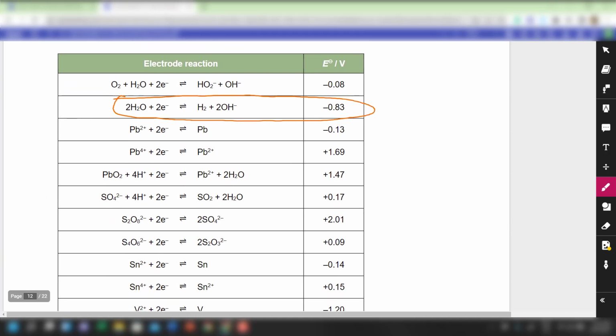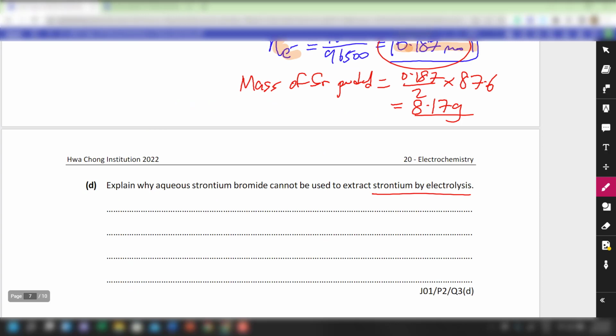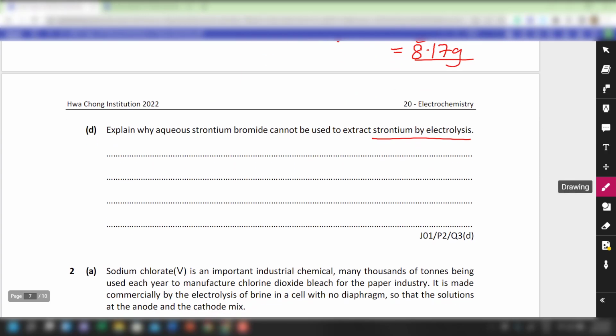You notice that the standard reduction potential of strontium to strontium is likely to be more negative than that of water to H2. Because of that, I expect water to be preferentially reduced to hydrogen gas at the cathode, rather than strontium metal being reduced at the cathode. That should form the bulk of your answer over here.